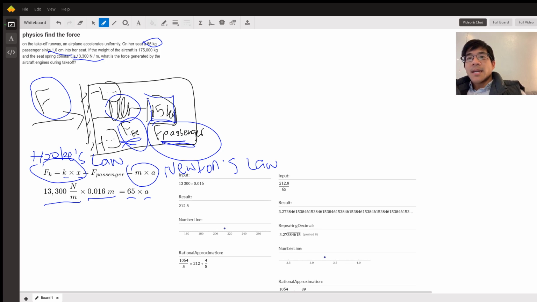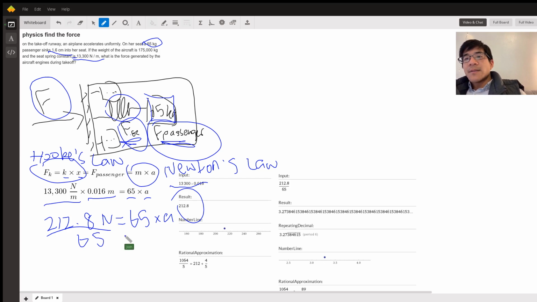So we can calculate 13,300 times 0.016, and that gives us 212.8. So you have 212.8 newtons, and that's the force in the spring, equals 65 kilograms times the acceleration. And that's what we have here. To find the acceleration, we divide both sides by 65, so 212.8 divided by 65, and we get the answer: 3.27 meters per second squared.